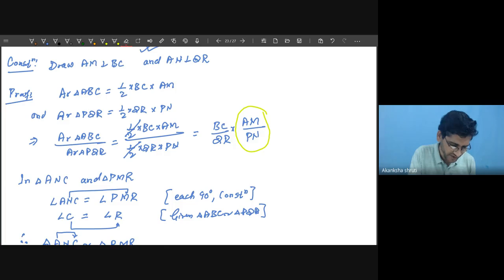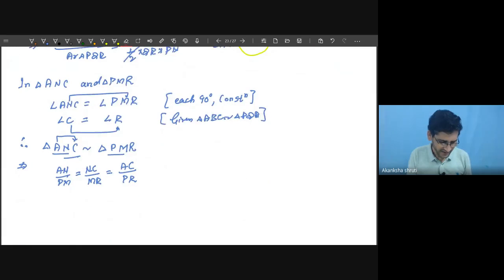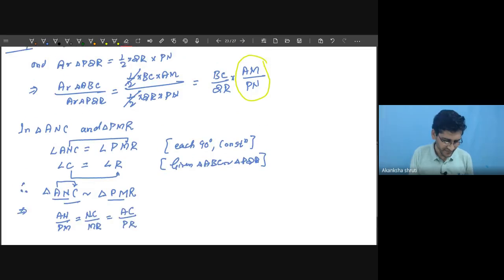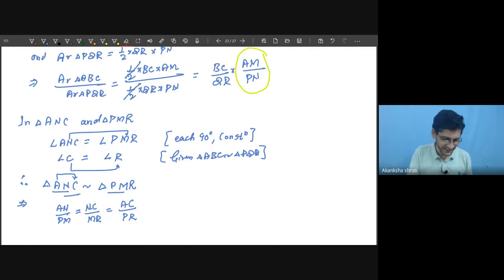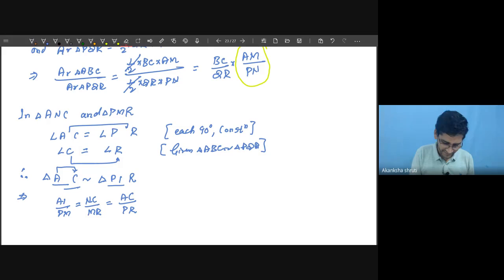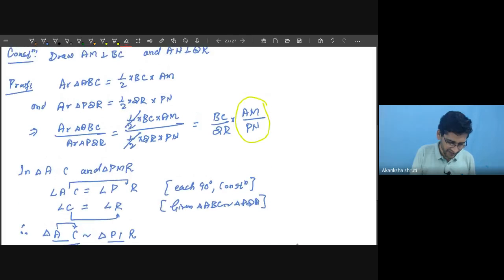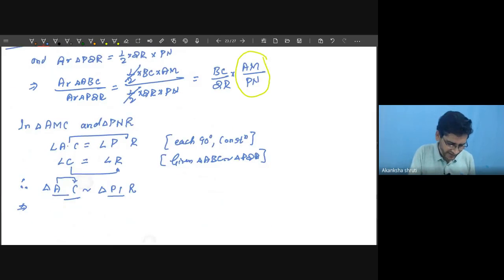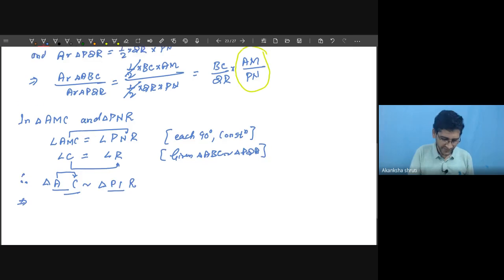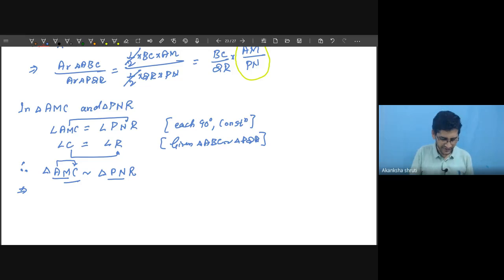Sorry, M is first, N is second. I have just written something wrong. M and N positions are interchanged. Students, slightly correct it. You people have not noticed it. It means you are sleeping. Triangle AM is here, N is here. M and N, slightly correct it. Okay, I will rewrite it. AMC, PNR. Yes, it is taken like this: AMC, PNR.